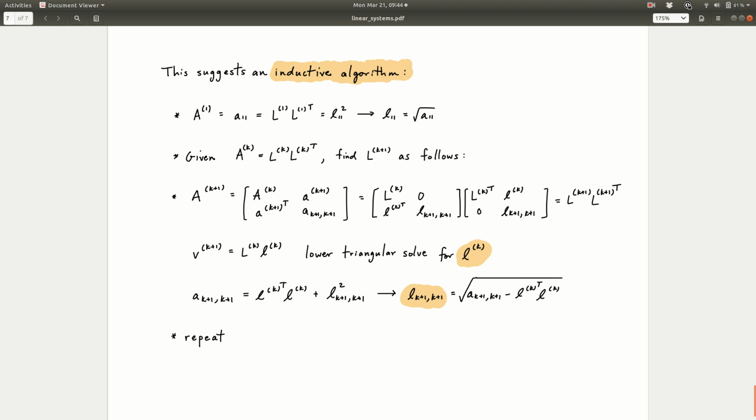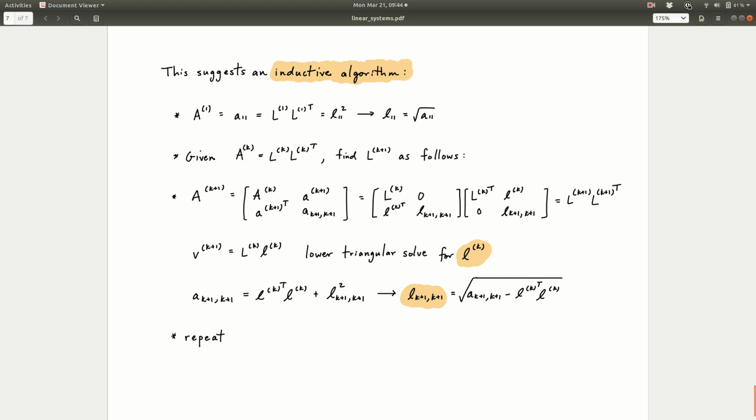So let's write out L^(k+1). Well, the upper left is going to be L^K. And then we have extra stuff down here. This is going to be a 0 because it's a k by 1 vector of zeros, because it's a lower triangular matrix. The first k entries of row k plus 1, we're writing as lowercase l^K transpose. And this is just the k plus 1, k plus 1 entry of L. And this is simply the transpose. So this is L^(k+1) times L^(k+1) transpose.